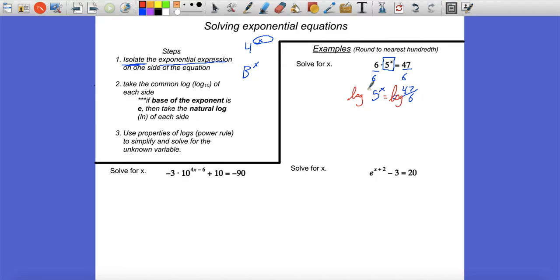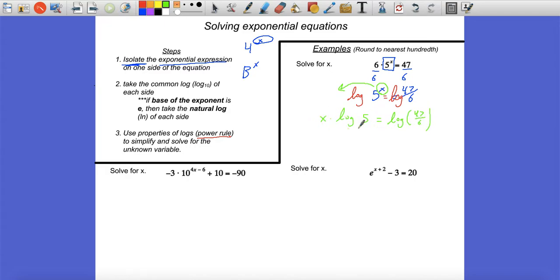Now that we've taken the log of each side, we can use properties, i.e. the power rule, to simplify and solve for the unknown variable. The whole point of taking the log of each side after we've isolated our exponential expression is that whatever our exponent is can come out front due to that power rule. So we've got x times log of 5 equals log of 47 over 6.